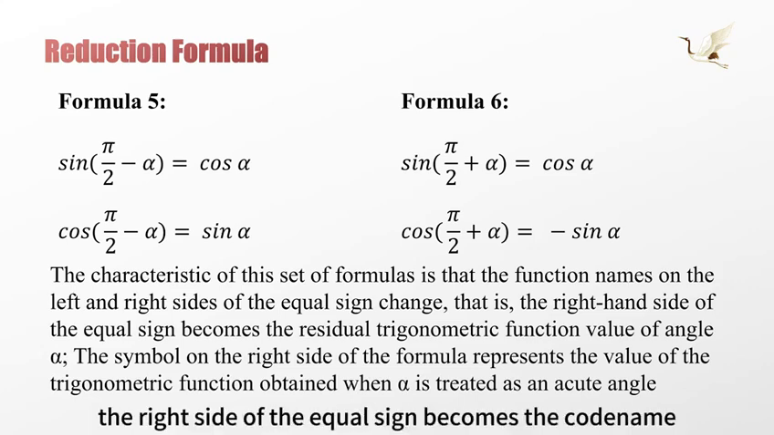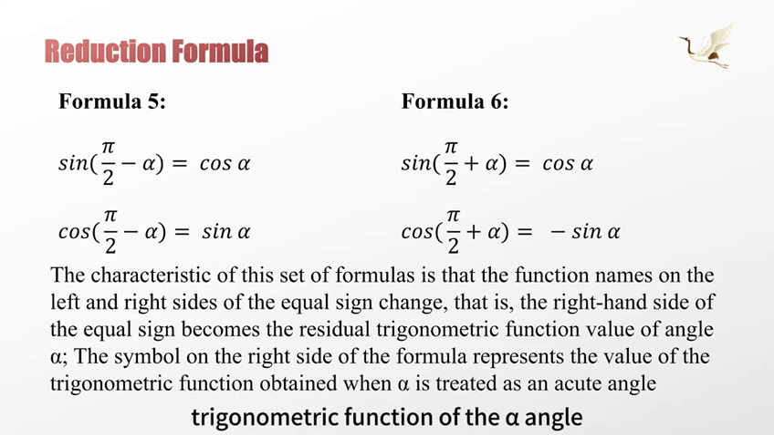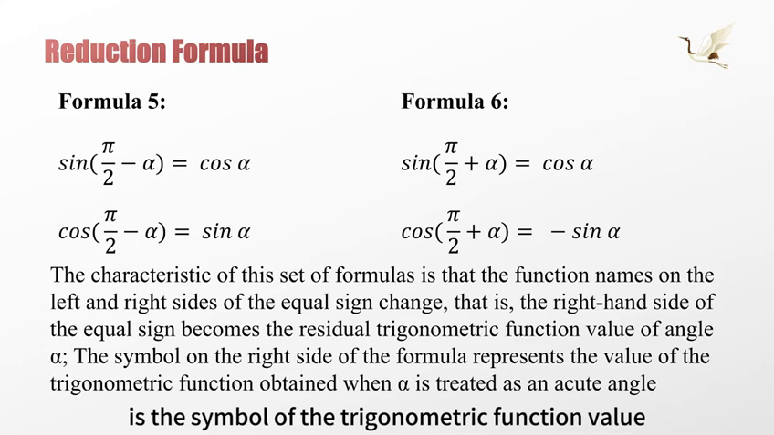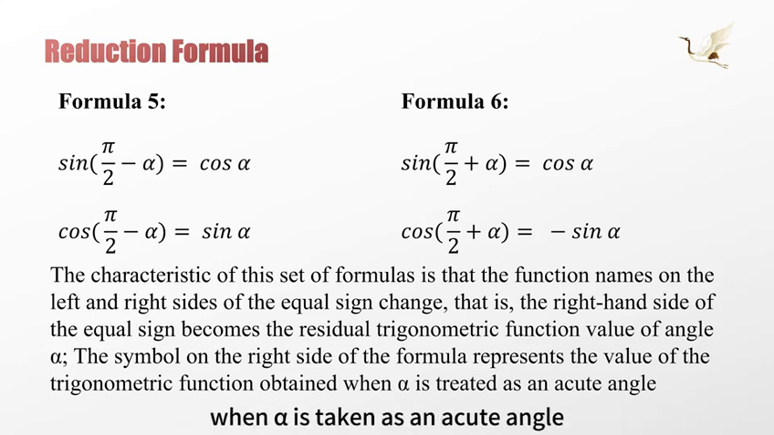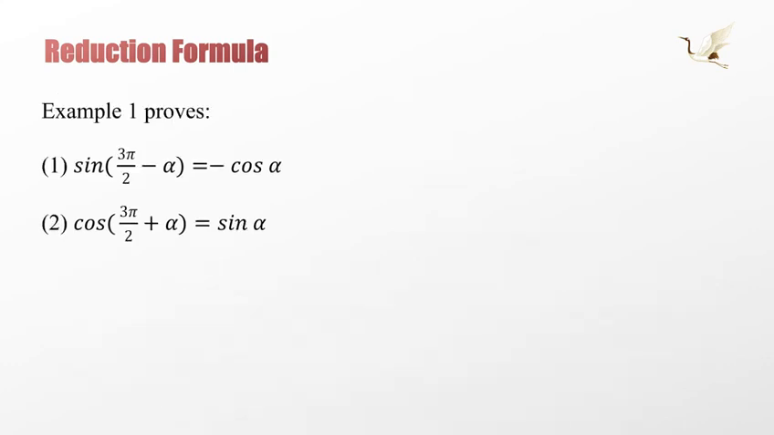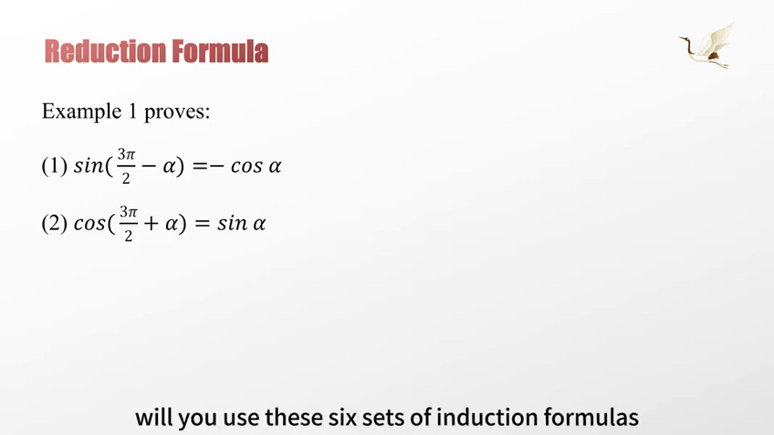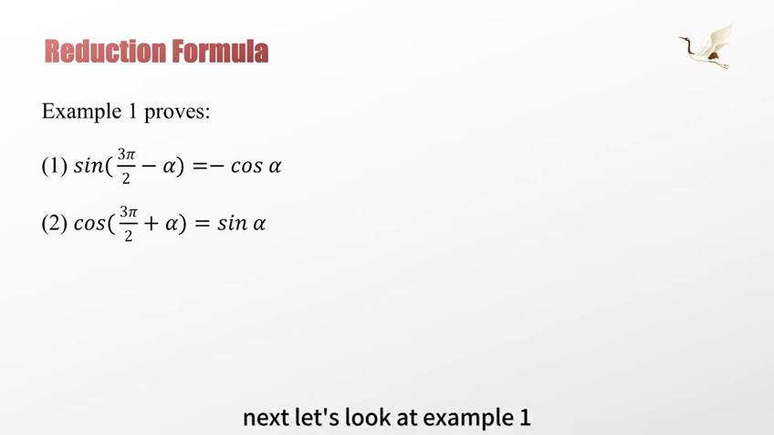That is, the right side of the equal sign becomes the co-named trigonometric function of the alpha angle. The symbol on the right side of the formula is the sign of the trigonometric function value when alpha is taken as an acute angle. We have learned 6 sets of induction formulas. Will you use these 6 sets of induction formulas to solve problems? Next, let's look at example 1.